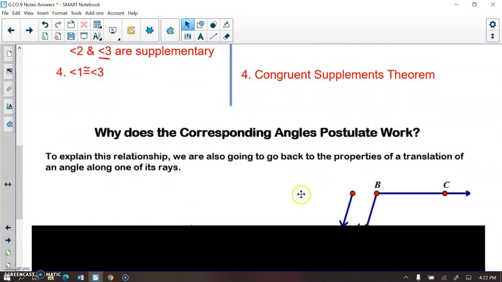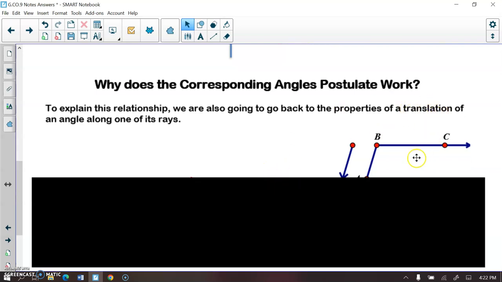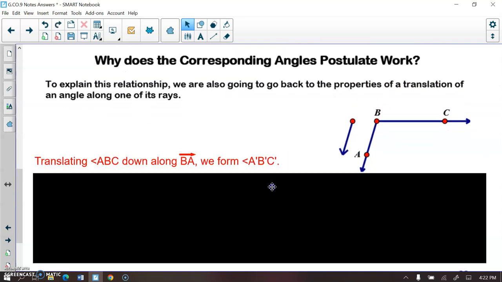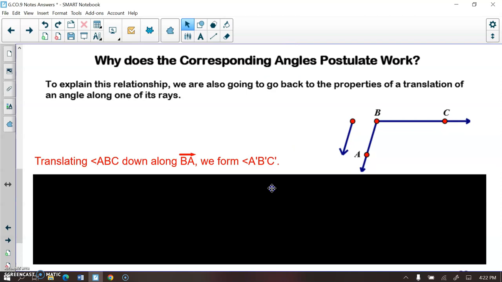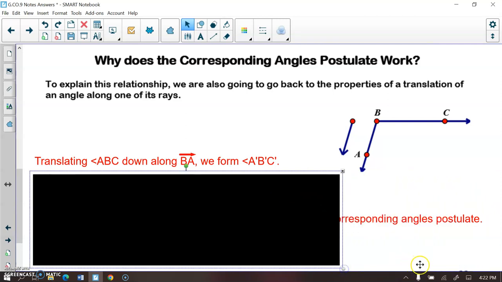All right. Corresponding angles postulate. This is not a theorem, but you will be expected to explain the corresponding angles postulate and how it works and how we know that corresponding angles are congruent. So we're actually going to use the property of translation. We are going to translate angle ABC down along vector BA to form angle A prime, B prime, C prime.